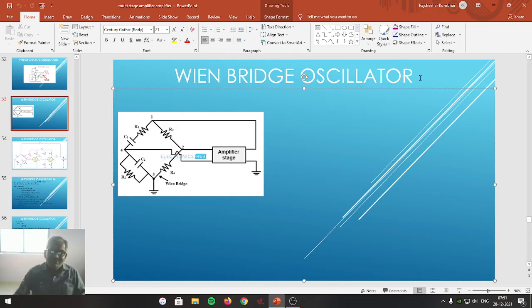Friends, such a Wien-Bridge oscillator is represented here. Look at here. This is the simple Wien-Bridge oscillator. Student friends, maybe in 12th standard or maybe last year you studied the Wheatstone's bridge network. As far as the Wheatstone's bridge network is considered, it contains 4 resistances in the 4 arms of the bridge, namely R1, R2, R3 and R4, connected to form a bridge.